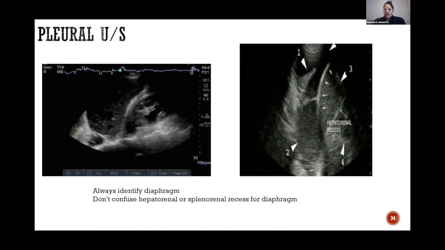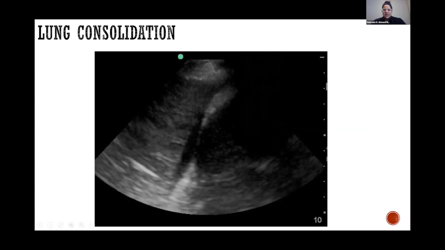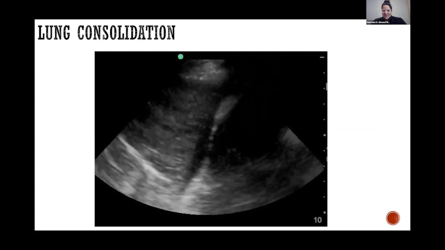And so if you're not sure if you're looking at the diaphragm, slide all the way down, find your kidney, and slide all the way back up to make sure you know exactly where you are. Imagine trying to do a thoracentesis and not being able to identify the right space. You'll accidentally do a liver biopsy, and I don't think anybody will be happy about that.